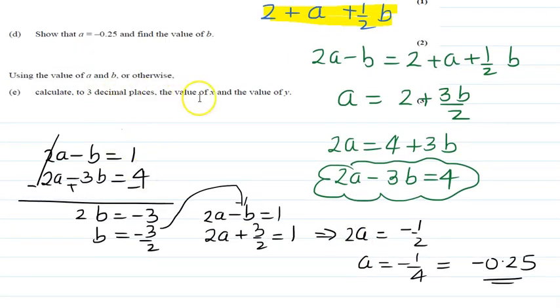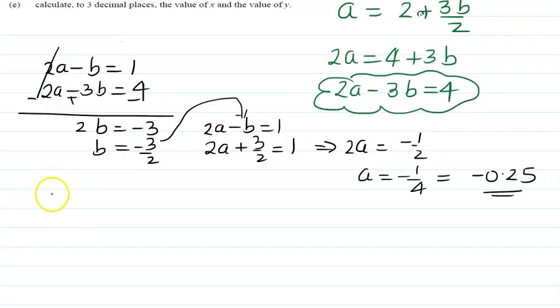Three decimal place the value of x and y, and before that show that a is minus 0.24 and find the value of b. So this is what we have done. Now we need to calculate the values of x and y. So let's solve this.